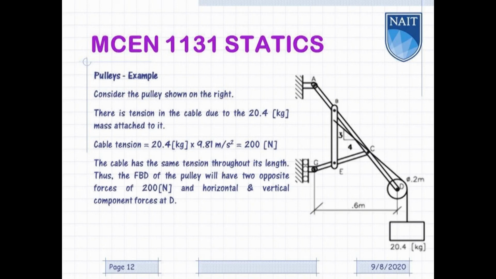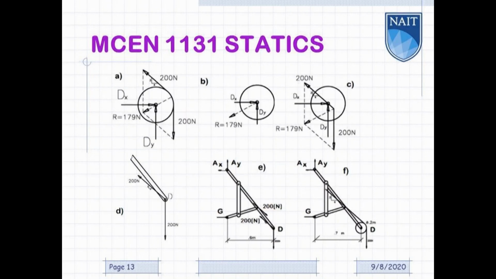Therefore, the free body diagram of the pulley will have two opposite forces of 200 newtons and horizontal and vertical component forces at point D. Note the horizontal and vertical components at point D.